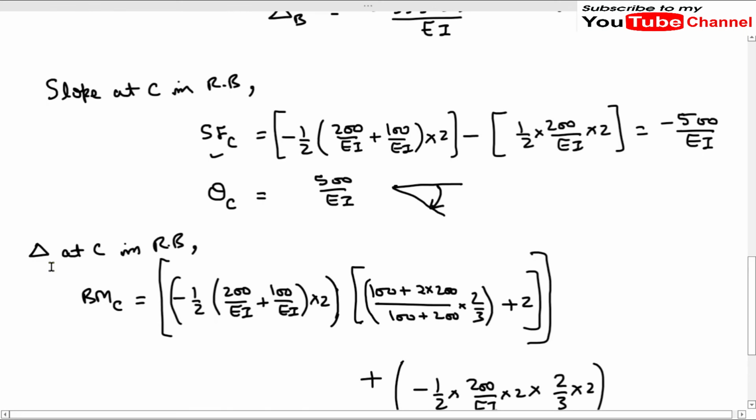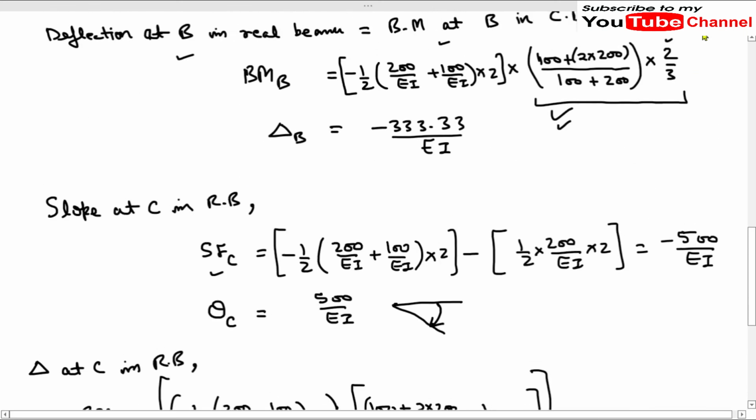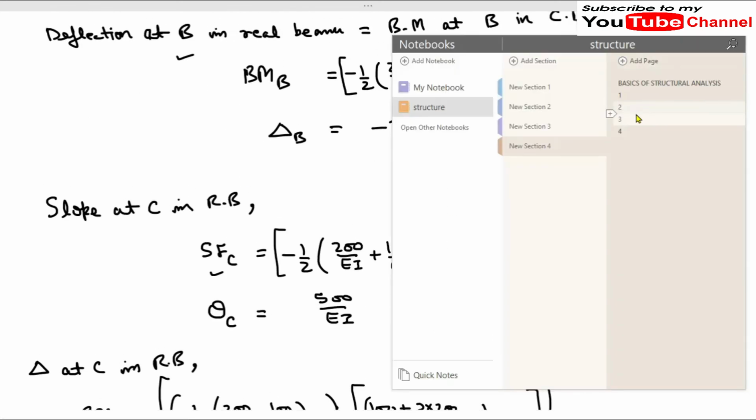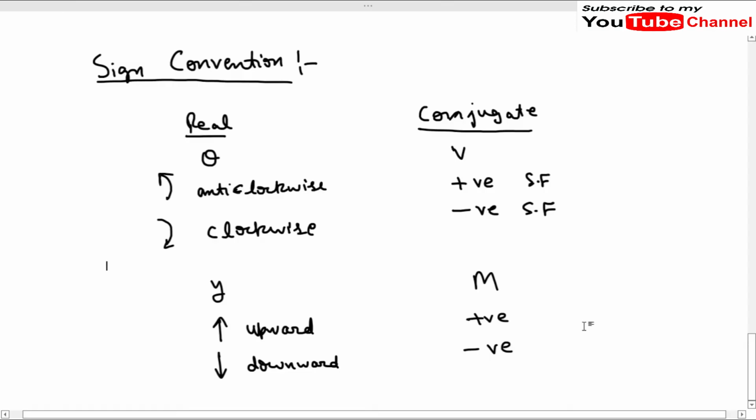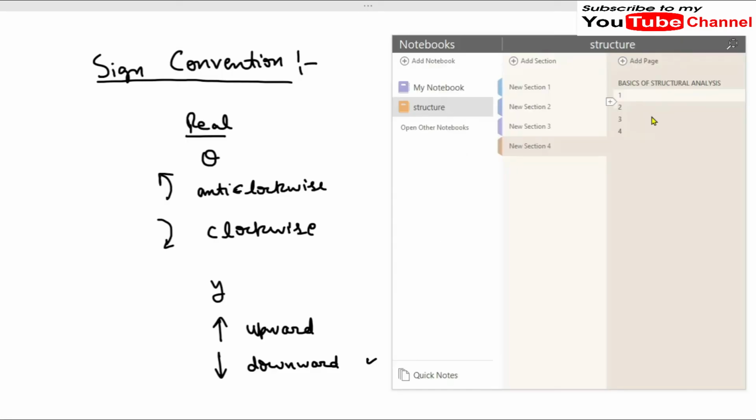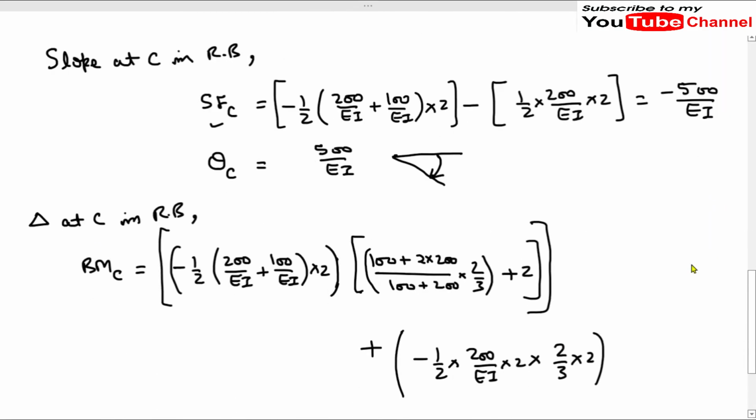Now this is about shear force. Now let us see the sign convention for bending moments. Let me go to that slide. If we get a positive value of bending moment in the conjugate beam, it means that the deflection is upward, and if we get a negative value of bending moment in the conjugate beam, it means that the deflection is downward in the real beam.